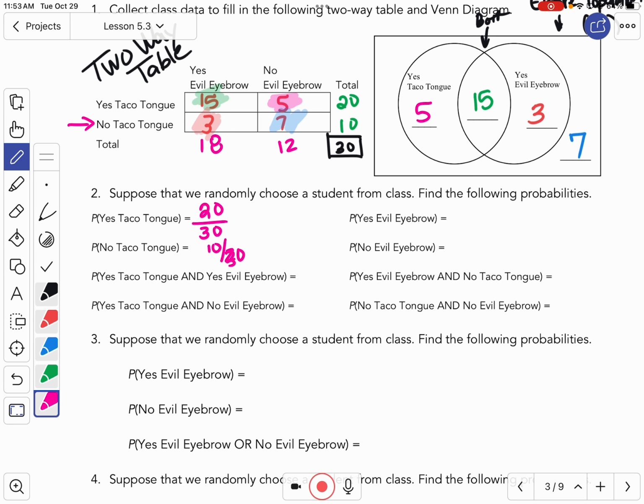All right, so then let's do yes to the evil eyebrow. So we're looking down that yes to the evil eyebrow. How many people are yes to the evil eyebrow? 18. It's that whole column is yes to the evil eyebrow out of 30. How many are no to the evil eyebrow?